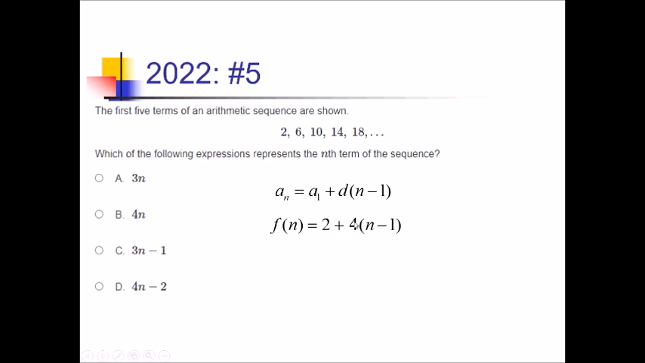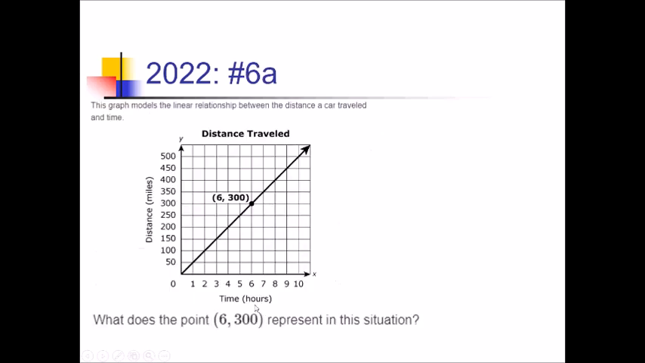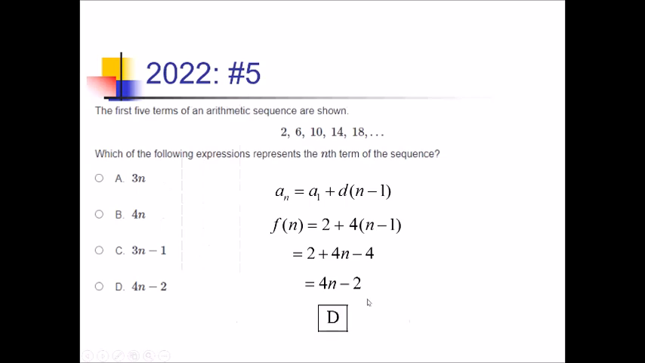You can distribute this 4 to the n and the minus 1. So that's a 2 plus 4n minus 4. And then I can combine the 2 and the negative 4 to get negative 2. So then 4n minus 2, choice D, that's another way you could have gotten that answer. There we go, choice D.